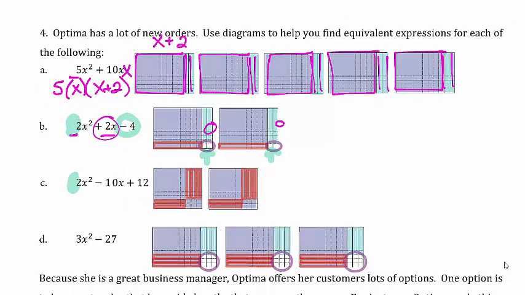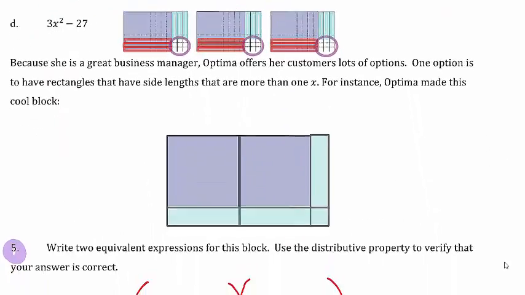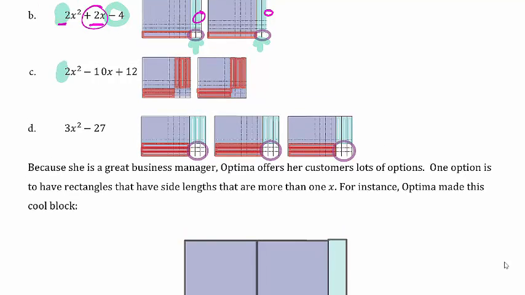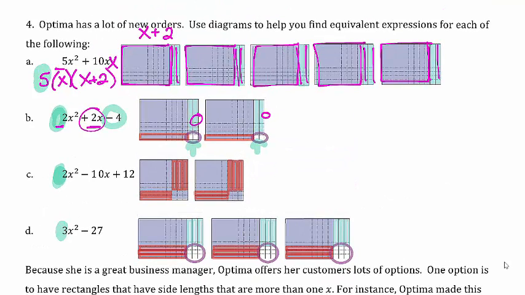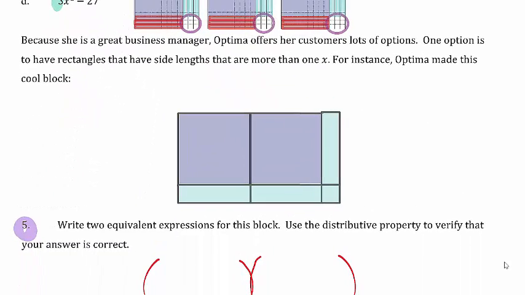And I'm going to skip over the rest of these because I don't think the picture is that important. Instead, let's look down here. Because she is a great business manager, Optima offers her customers lots of options. So again, up here, notice there were 3 quilts, 2 quilts, 2 quilts, 5 quilts, okay, different pictures for it. But here's one again, like I said, that's just 1 quilt, okay.